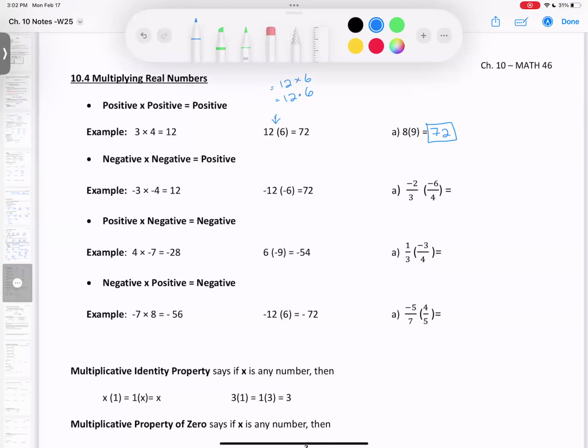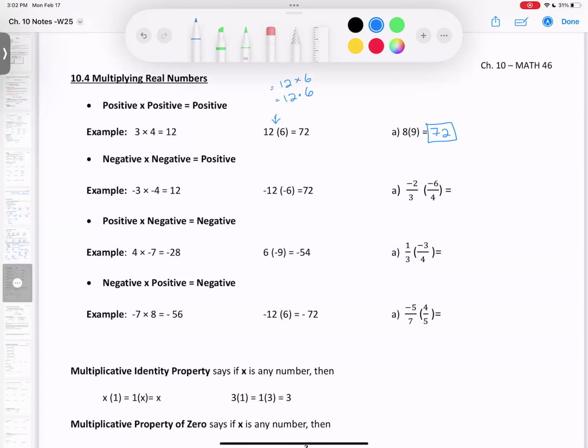Okay, if we have a negative number times a negative number, that also becomes a positive because they were the same sign, which is positive. So negative 3 times negative 4 is positive 12. Negative 12 times negative 6, we get positive 72.